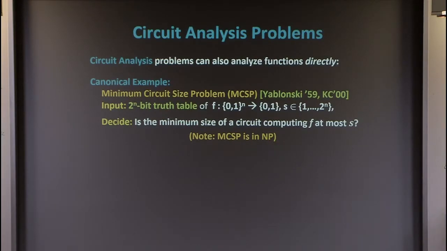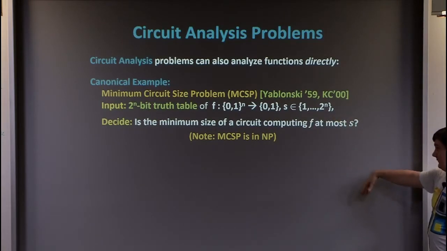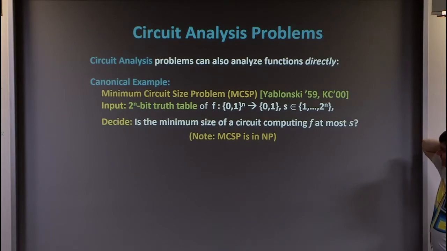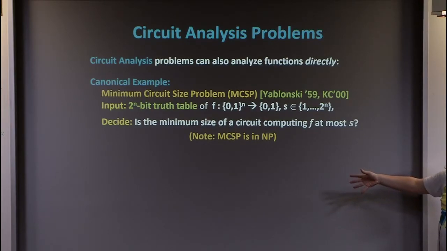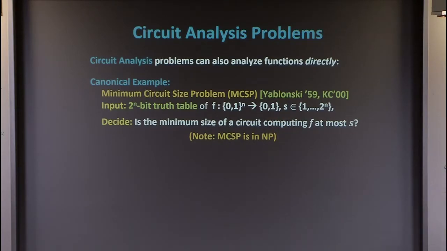Because I give you the whole truth table, the input is of length 2 to the n. So the maximum circuit complexity is at most about 2 to the n over n, in fact. And so you could just guess that circuit, and evaluate all possible inputs and check. But the input is of length 2 to the n, so this is poly 2 to the n, no problem. So this is an NP problem.